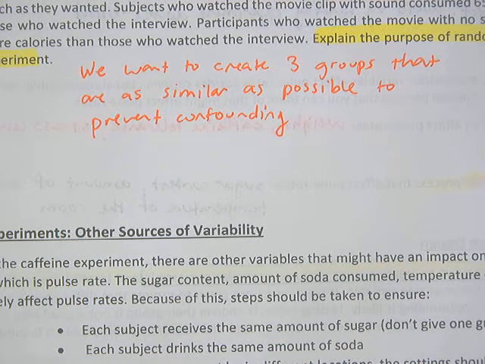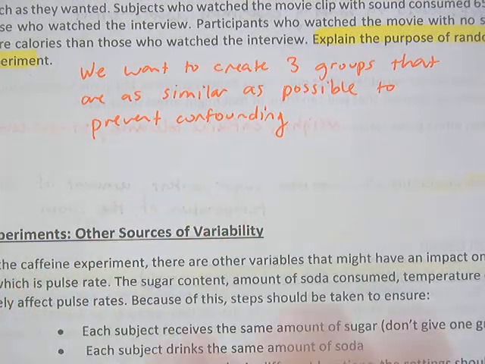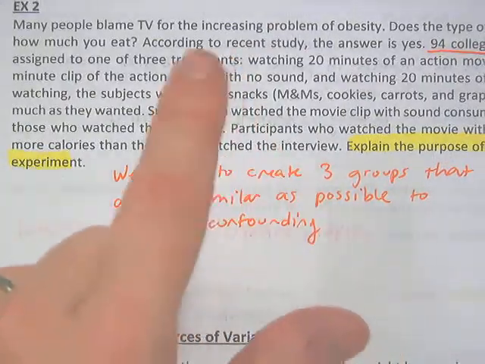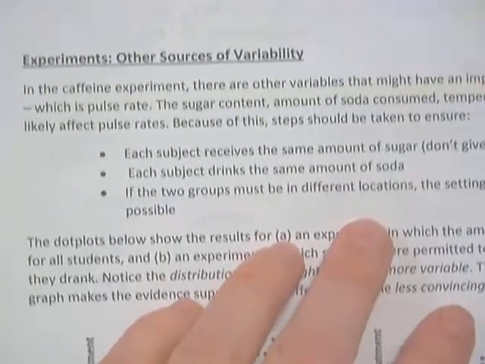We don't want all the hungry people to watch the action movie. That would throw off the results. So we want all the groups to be the same. A good mix of people doing all 3. That's pretty much it. Now again, we're going to revisit that giant paragraph of a problem here in just a little while.